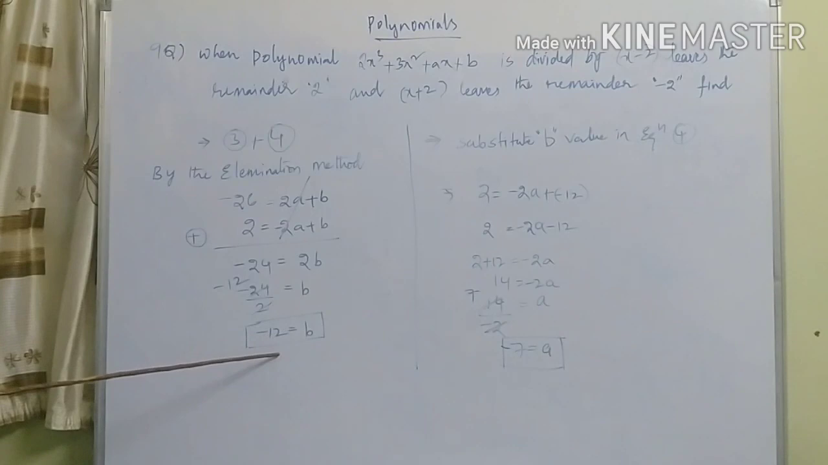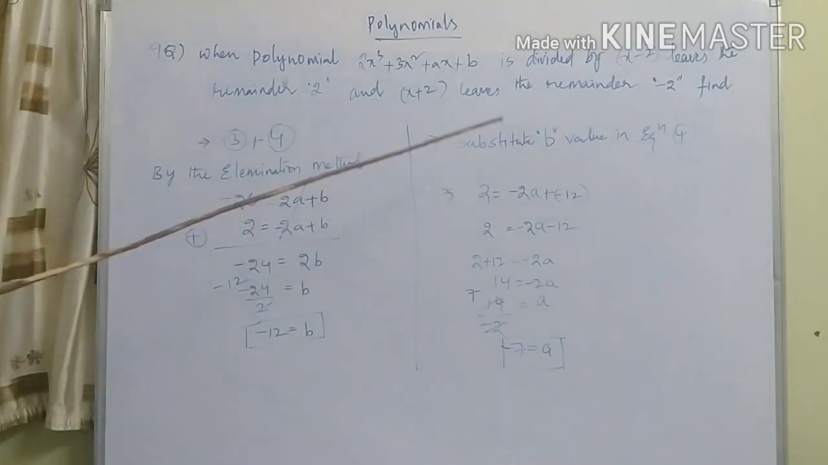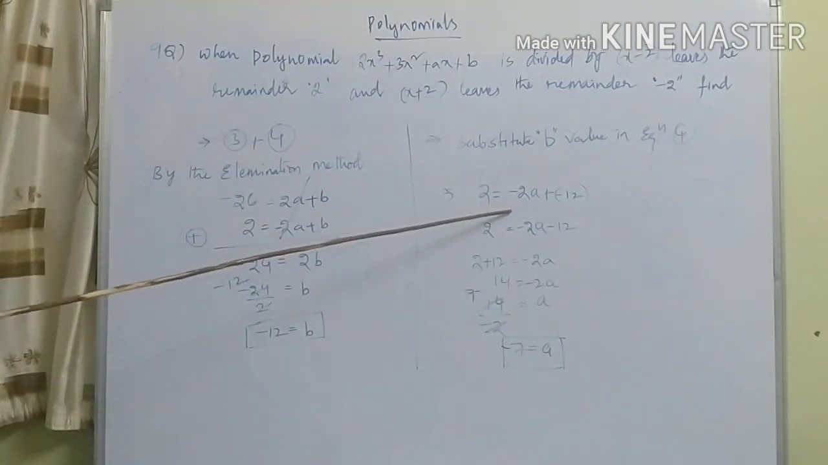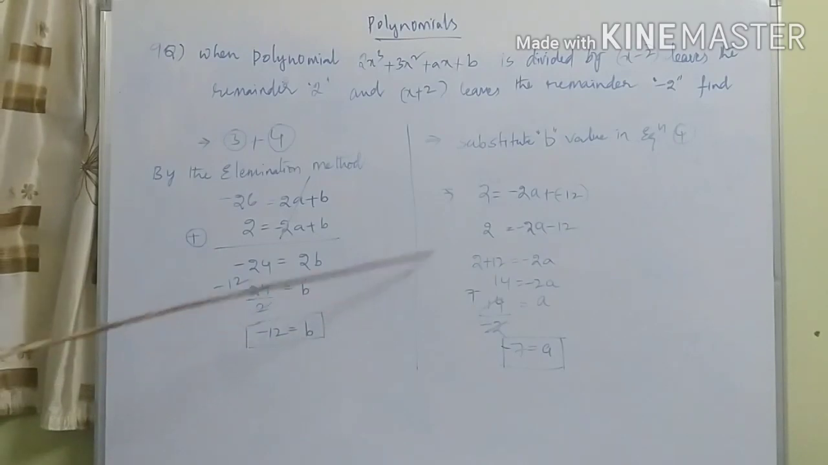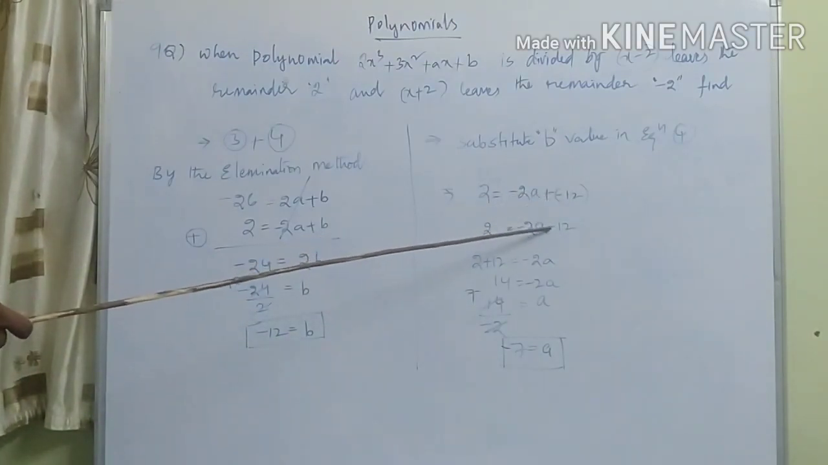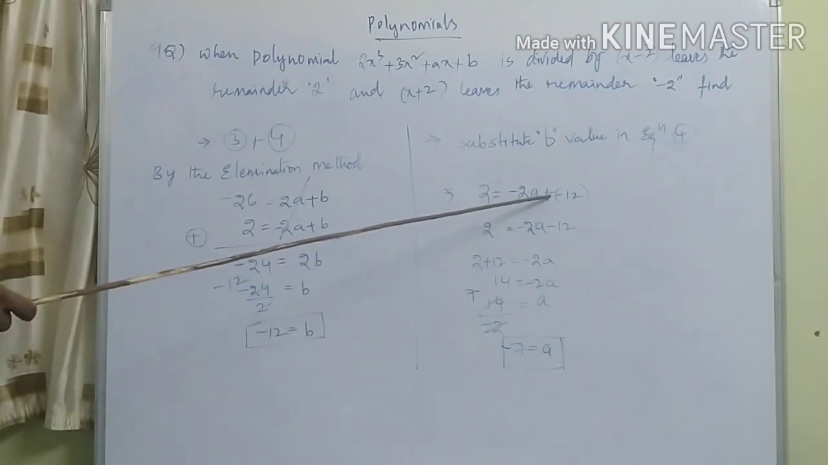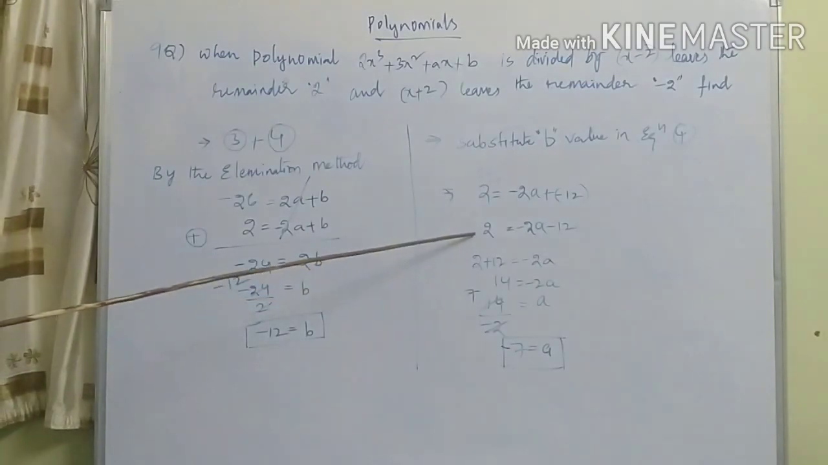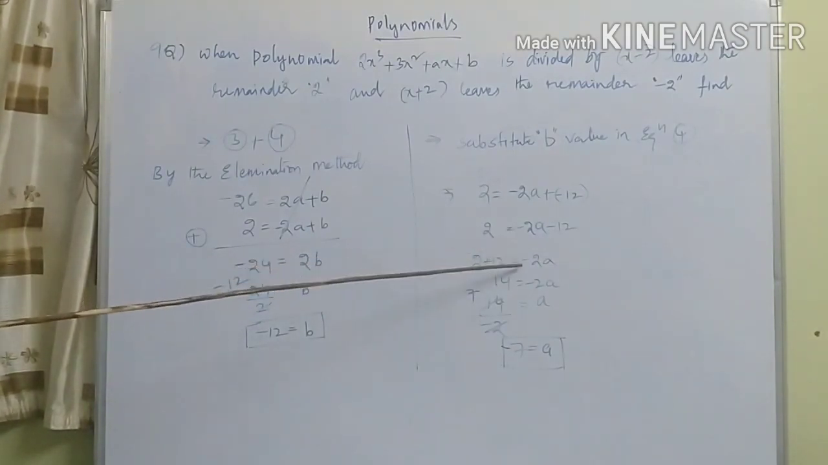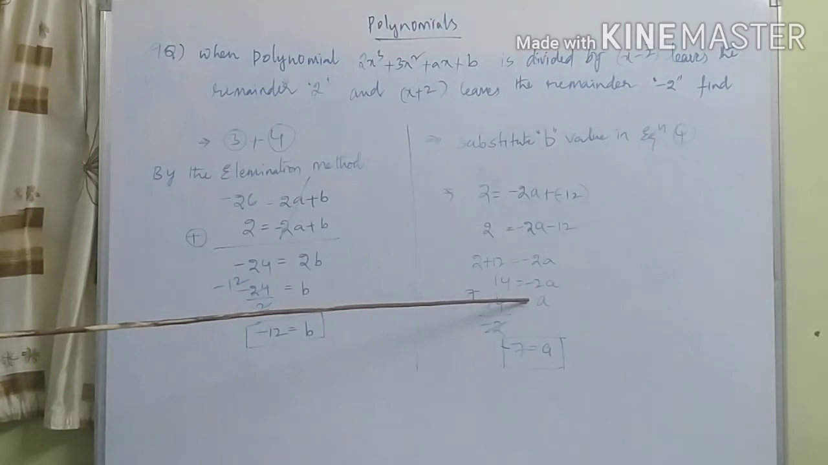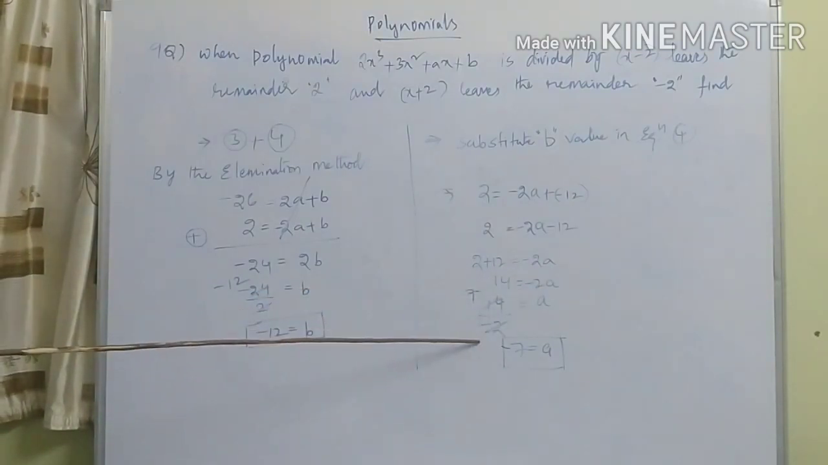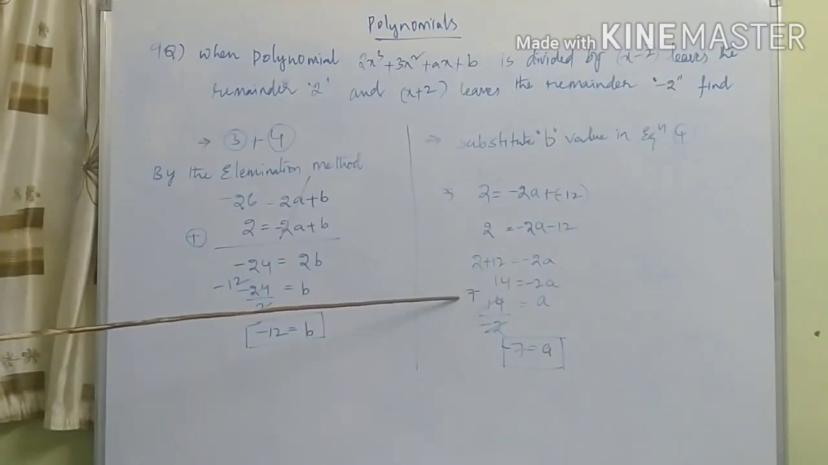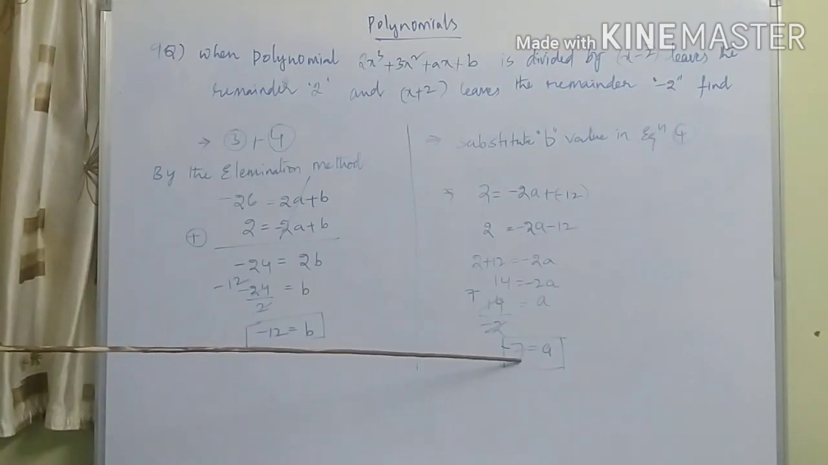Substitute this b value in equation 4. In equation 4, 2 equals minus 2a plus b, with b equal to minus 12. So 2 equals minus 2a minus 12. Minus 12 transposes to plus 12. 2 plus 12 is 14, equals minus 2a. So minus 2 transposes to divide by minus 2. How many times does 2 divide 14? 7 times. So a, the final result, is minus 7.